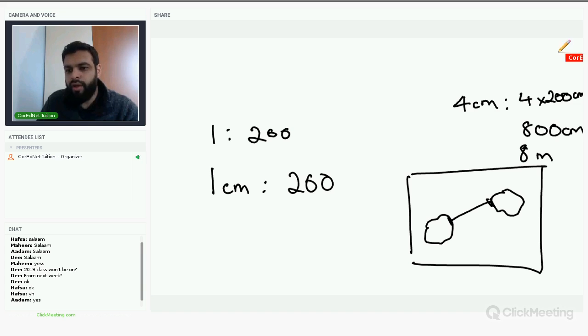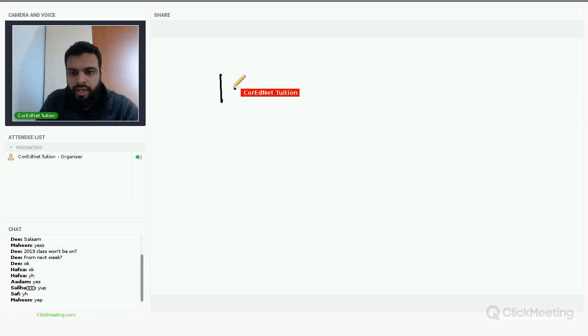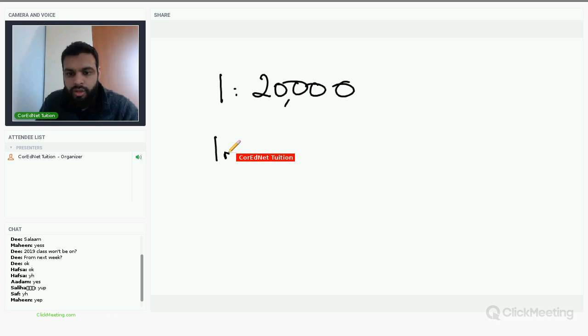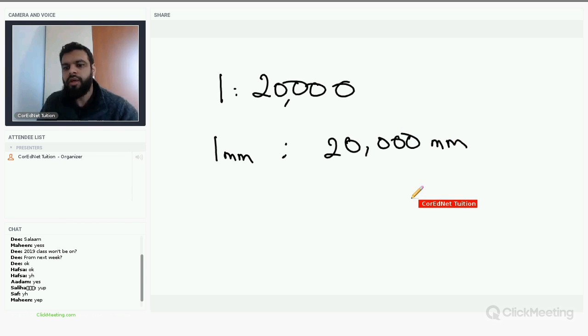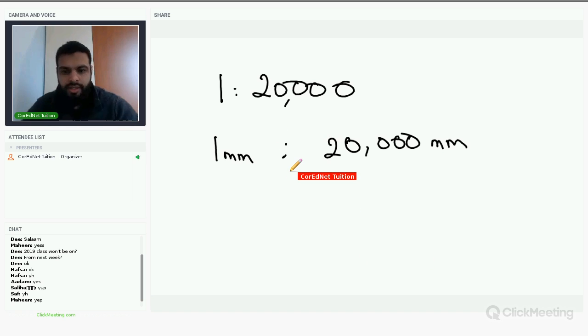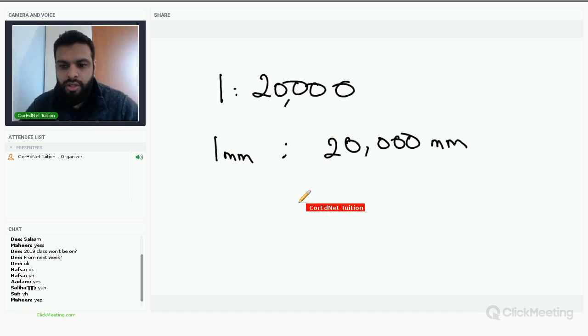If you don't have anything specified, a distance, it means 1 to 200, for example. Let's say 1 to 2,000, or let's say 1 to 20,000. You can measure 1 millimeter on your map, and in real life it will be 20,000 millimeters. So now you just have to convert between millimeters and meters. How much would 20,000 millimeters be in meters?